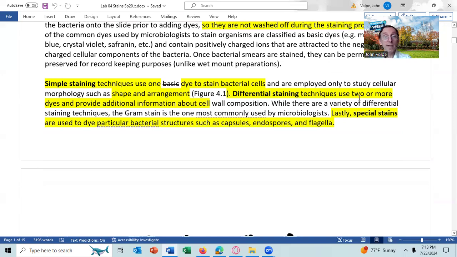Simple staining is a technique using one dye to stain the bacterial cells. It will allow you to see the shape and the growth arrangement, but you will not see differences between different types of cells. Differential staining usually uses 2 or more dyes to provide additional information, such as the difference between gram-positive and gram-negative cells. And then lastly, special stains are used to dye particular bacterial structures in the cell, such as the cell capsule, endospores, and flagella.